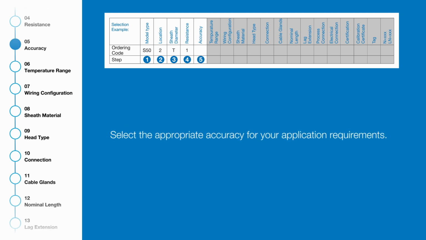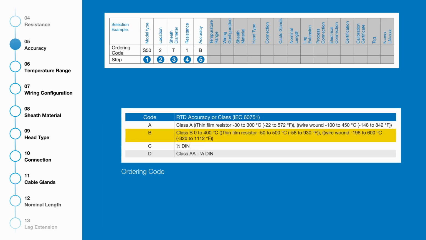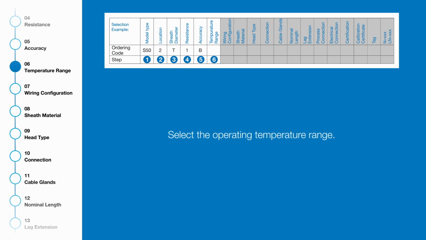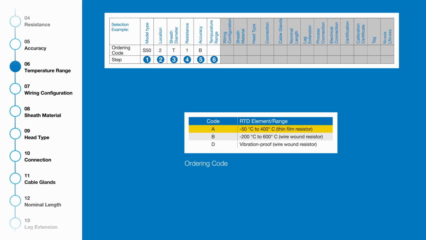Next is the accuracy class. The requirement for this was class B, so we're going to select B for class B accuracy. After that, we do the temperature range for the element. In this case, we know that the range is going to be 0 to 120 degrees. So we're going to select the A element, the thin film RTD.